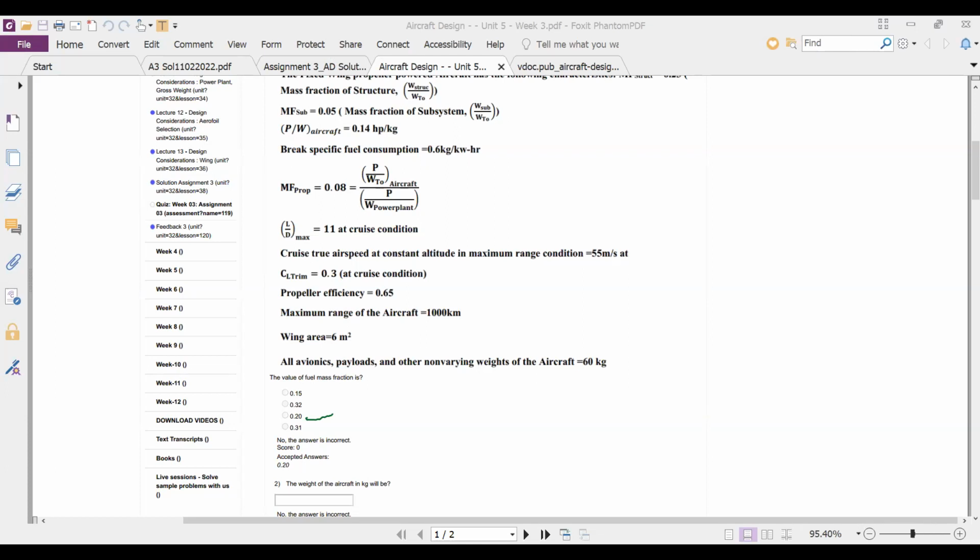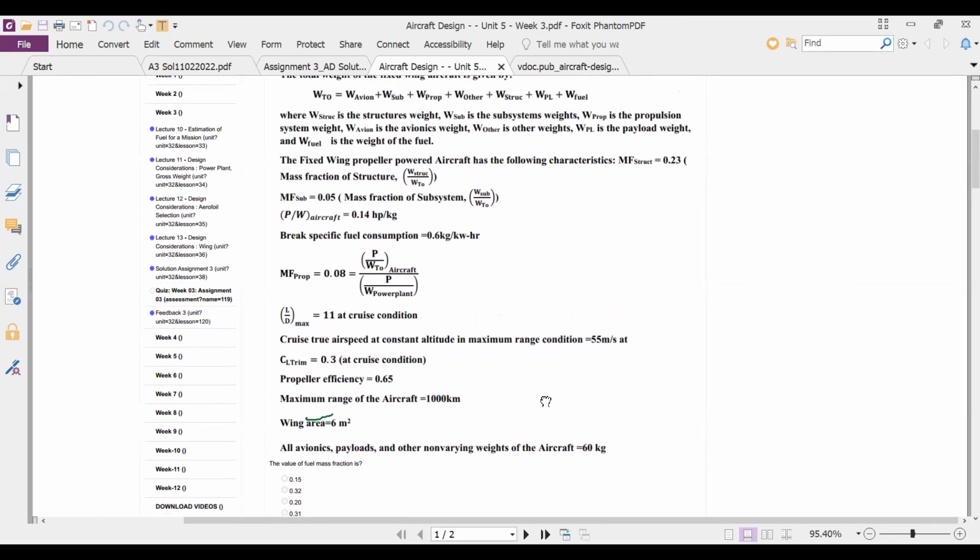Now you have to do it carefully, because there is a non-variable weight, which is the weight of avionics, other subsystems, and propulsion. Not propulsion. Was propulsion weight given? I don't know. Let me check. No, mass fraction of the propulsion was given.